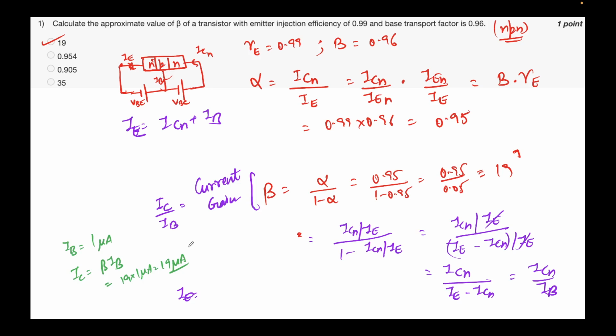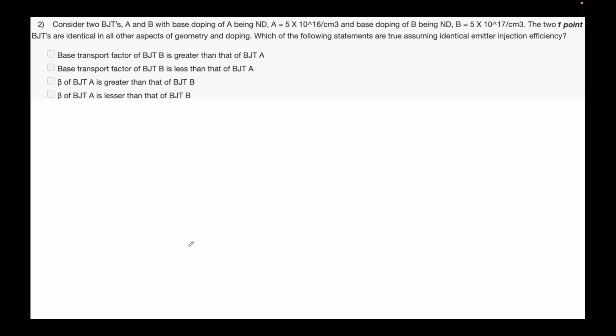There's some physics behind that, like gamma E, injection efficiency, and so on. And those are the terms which finally come in; the parameters that we use are alpha and beta. Okay, so that's about that.